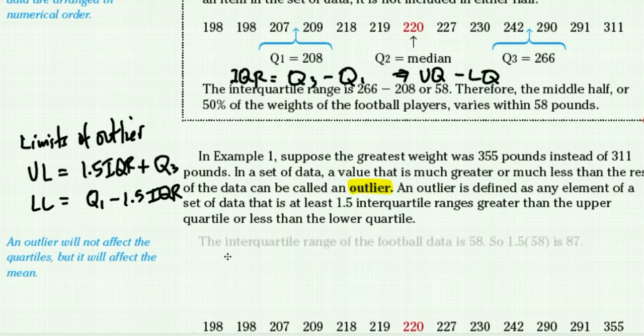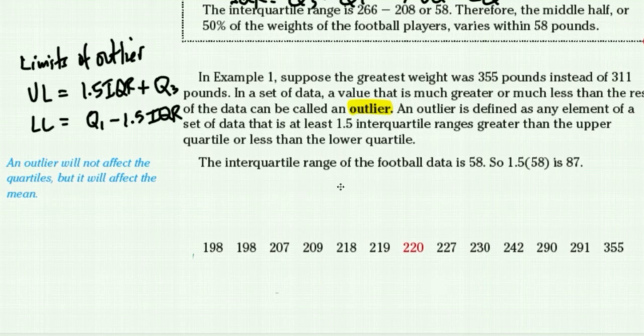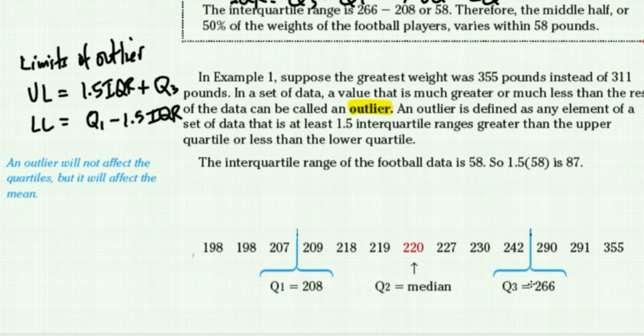The interquartile range of the football data, going back here, is 58. So we multiply 58 by 1.5, and that will give us 87. If you look at our data on top, we know that 220 is still our median, our Q2. First, we find our lower quartile and upper quartile. We know that this is our Q1, our lower quartile, and Q3 is our upper quartile.